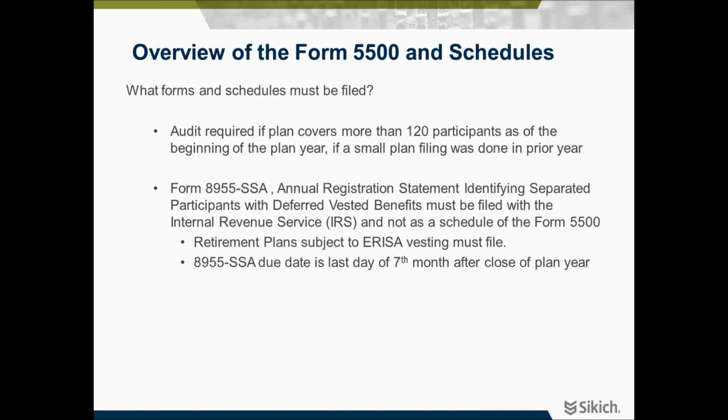Let's talk about Form 8955-SSA, just real briefly. This is an annual registration statement that identifies separated participants with deferred vested benefits, and this has to be filed with the IRS. It's not a schedule of the Form 5500. It's filed separately. Any retirement plans that are subject to vesting requirements must file. The Form 8955-SSA is due the last day of the 7th month after the close of the plan year.